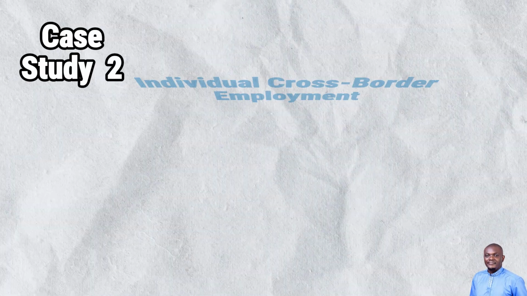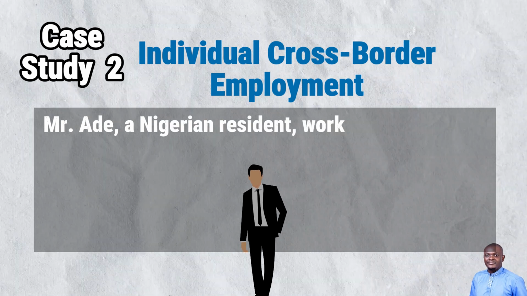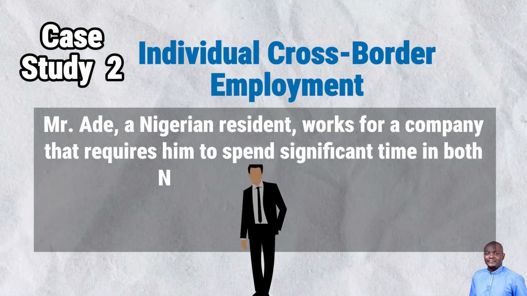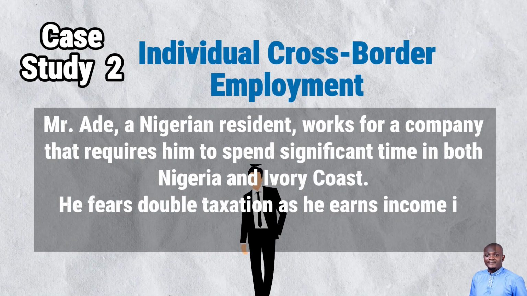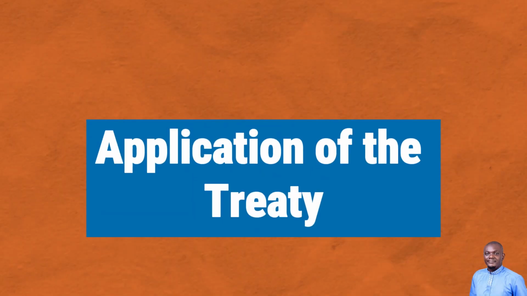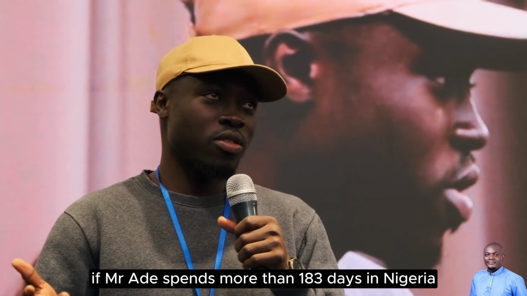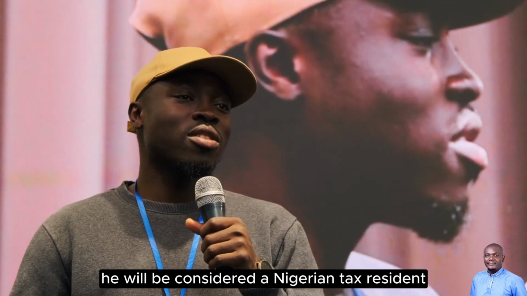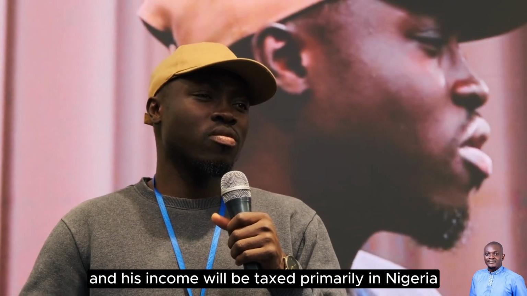Case study 2. Individual cross-border employment. Mr. Ade, a Nigerian resident, works for a company that requires him to spend significant time in both Nigeria and Ivory Coast. He fears double taxation as he earns income in both countries. Application of the treaty. According to the residence principle, if Mr. Ade spends more than 183 days in Nigeria, he will be considered a Nigerian tax resident and his income will be taxed primarily in Nigeria.